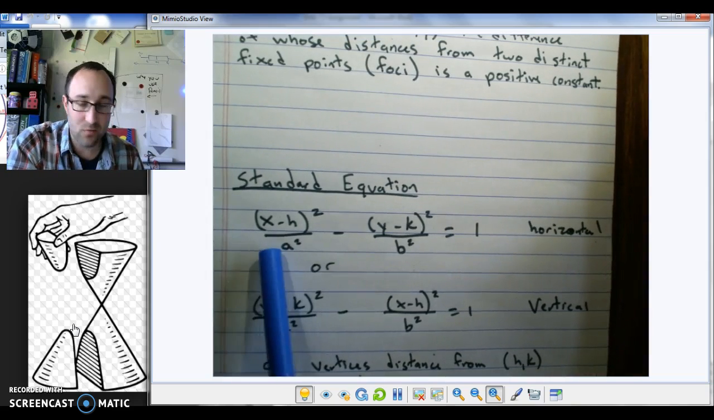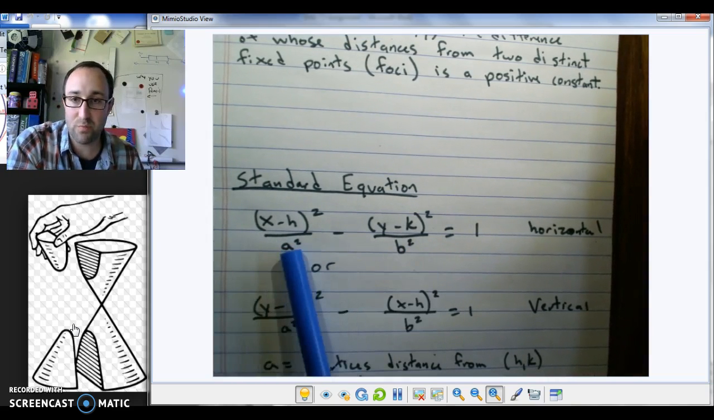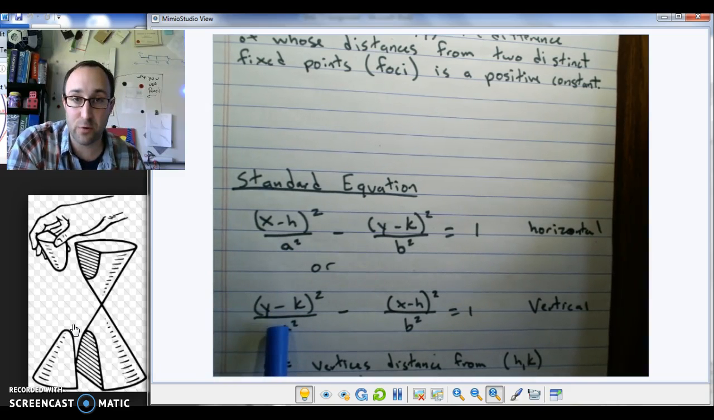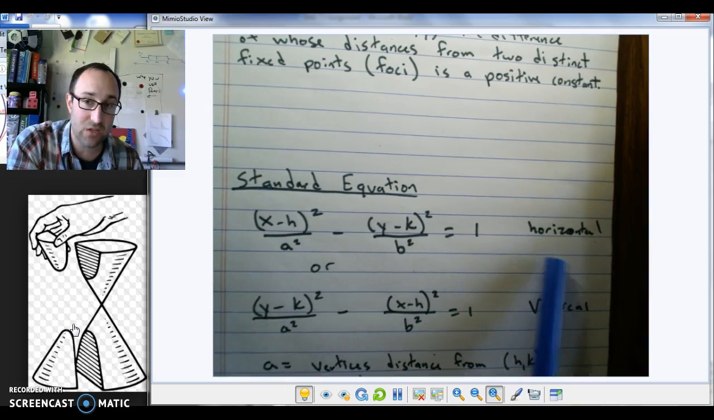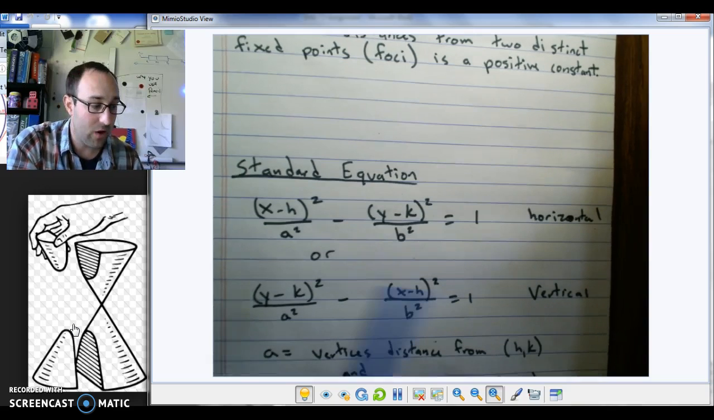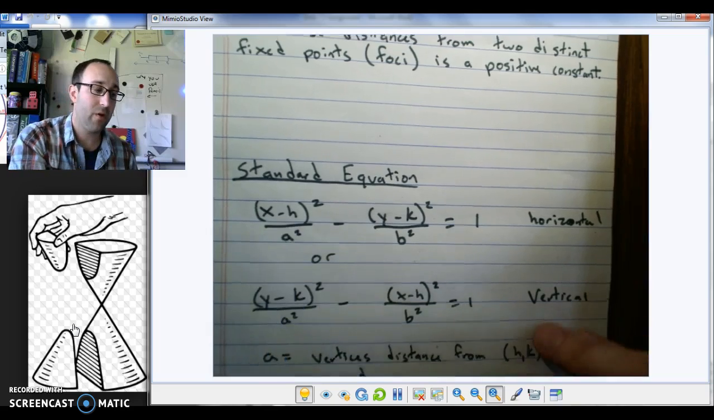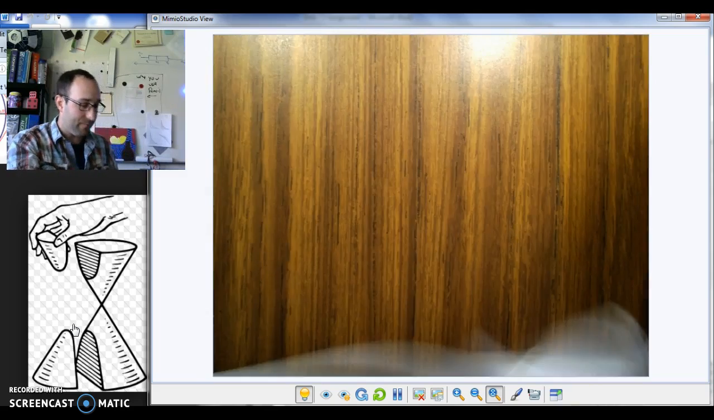In ellipses, it didn't matter which one was a or b, we just said which one was bigger. In hyperbolas, it does matter. We want to say a is always going to be first, not second. So you say, which way is it opening? Is it opening vertically? Okay, then I know y is going to go first. If it's opening horizontally, then I know x is going to go first. All right, let's try an example.